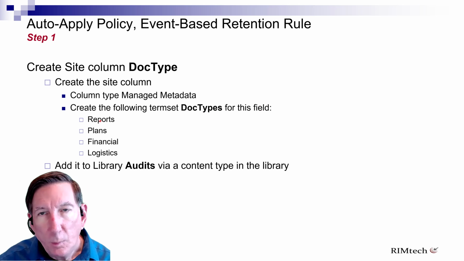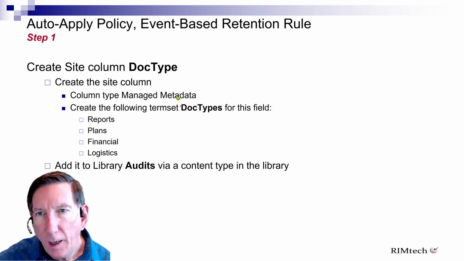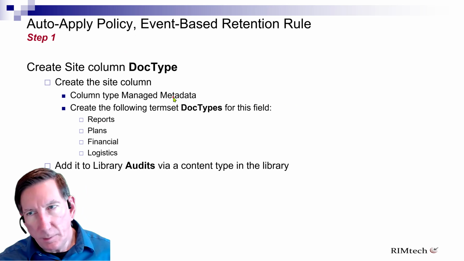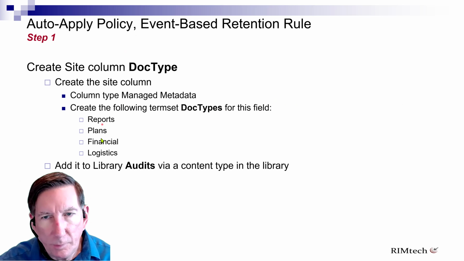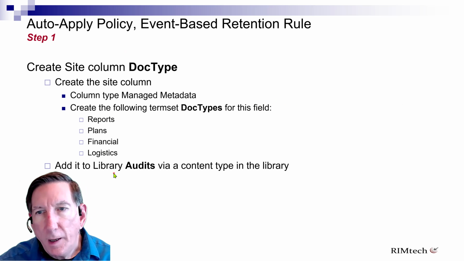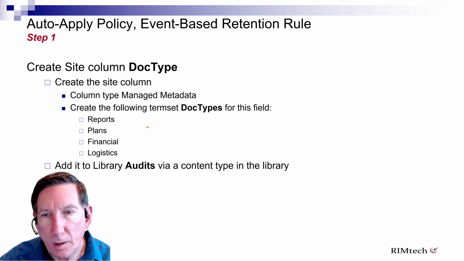Step 1, we need to create the site column called document type. So we create the column, and we're going to make it a managed metadata column called doc types. And we're going to put 4 values in there, 4 terms: reports, plans, financial, and logistics. And we're going to add that to the audits via a content type, okay? This is just SharePoint 101. Create a new column. That's step 1.